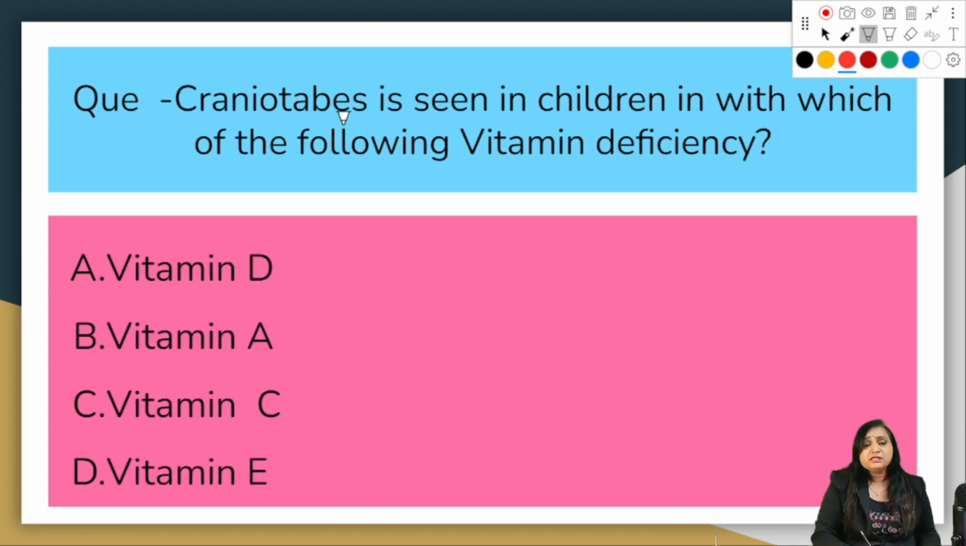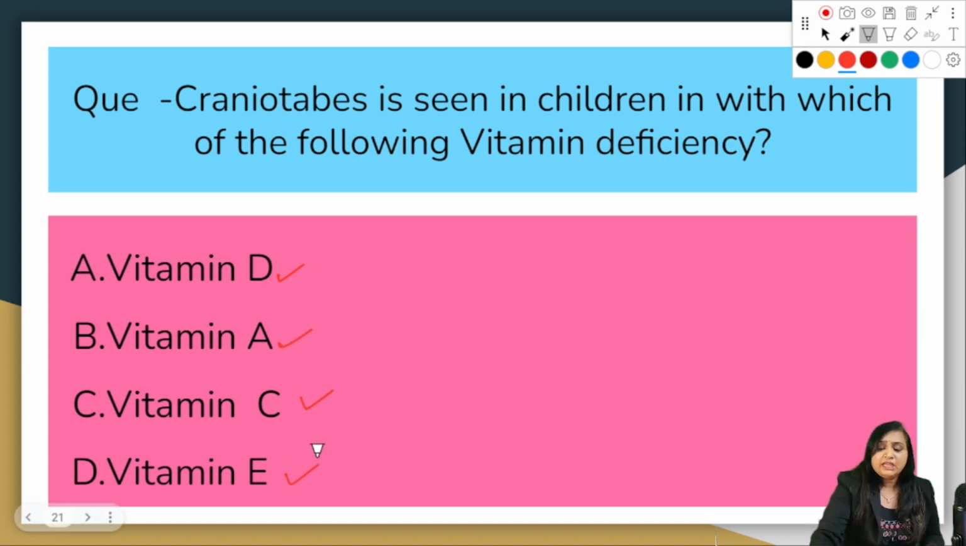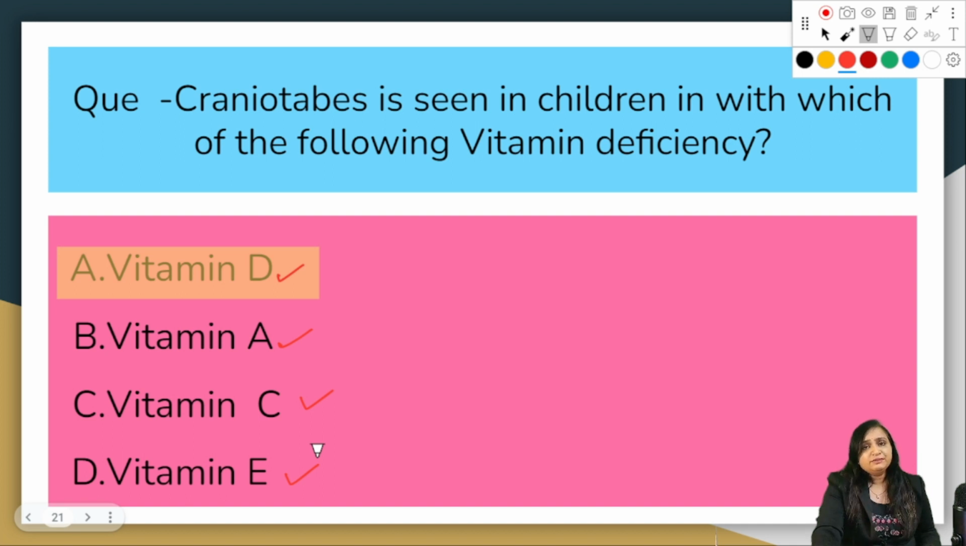The next question is, craniotabes is seen in children with which of the following vitamin deficiencies: vitamin D, vitamin A, vitamin C, or vitamin E. The correct answer is option A, vitamin D.